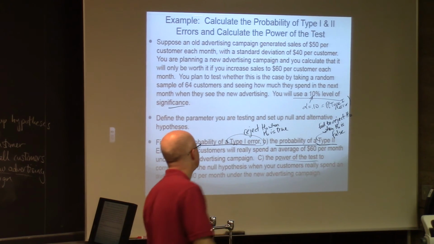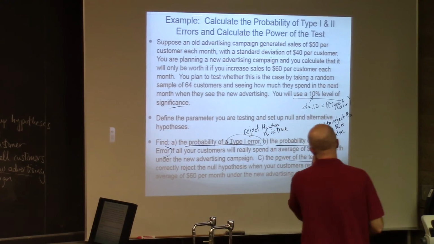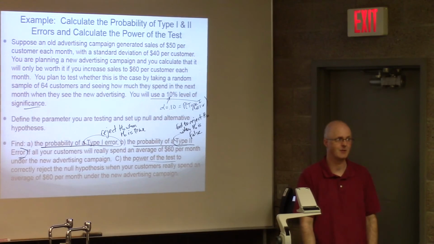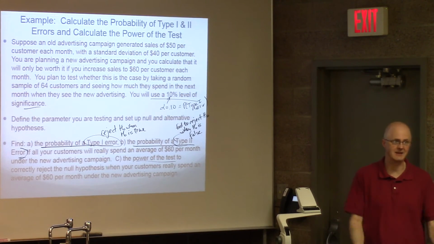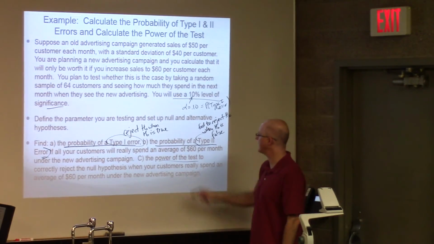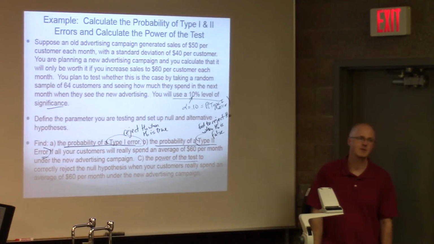So that's easy. Probability of a type 1 error is easy. You decide, or the book tells you, or I tell you on a quiz or test. These other probabilities, of a type 2 error and the power of a test, those are harder.